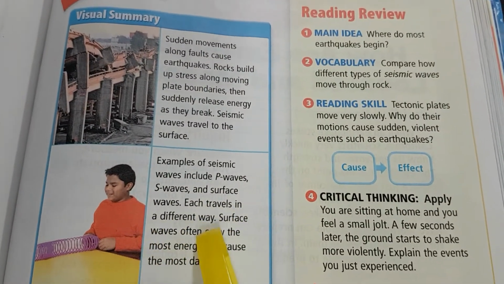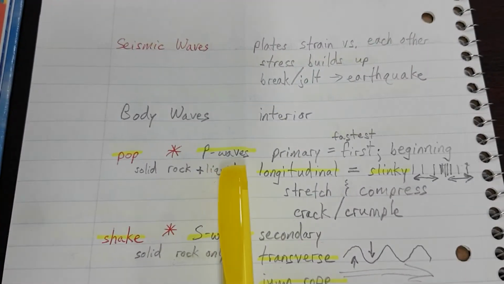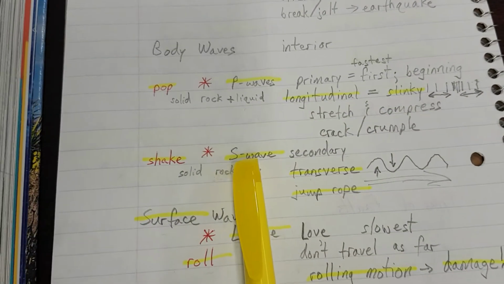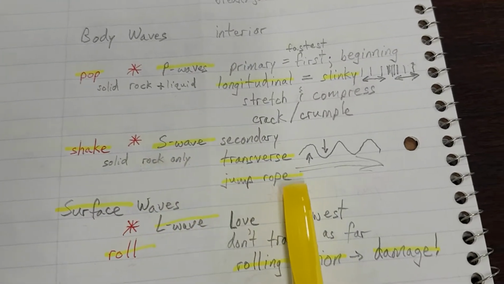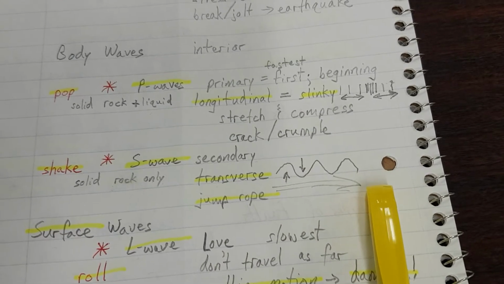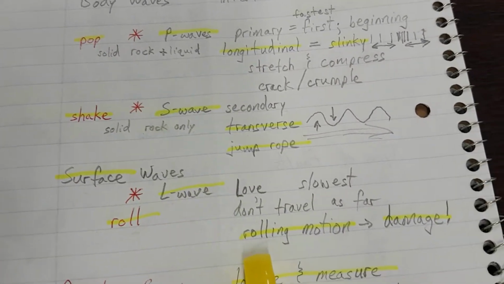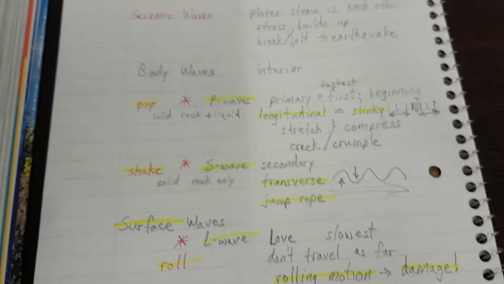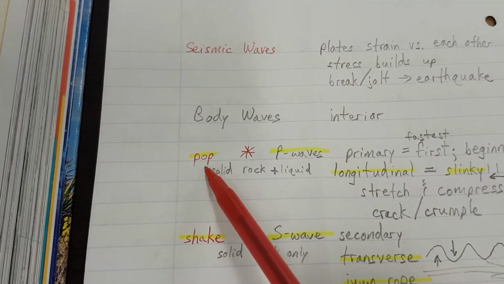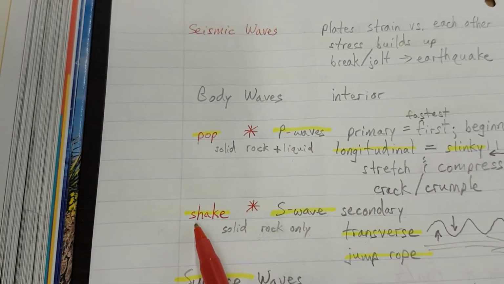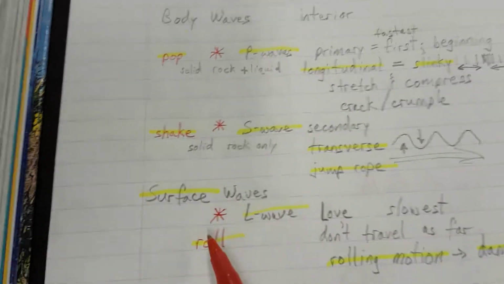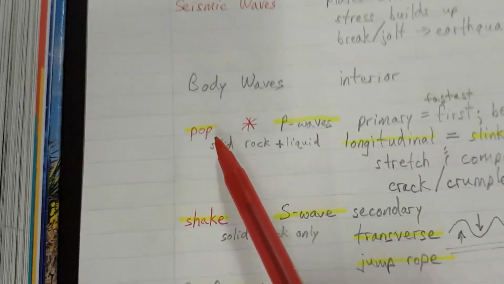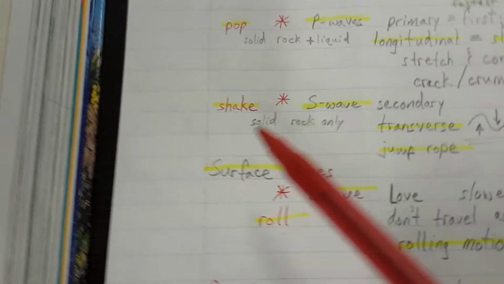Each travels in a different way. Okay, so P wave, let's highlight longitudinal, like a slinky, going in and out. S wave, let's highlight transverse, like the jump rope, kind of going up and down. And then L wave, let's highlight rolling motion. And then use your red pen to add those words. Pop for P waves, shake for S waves, and roll for L waves. So pop, shake, roll.